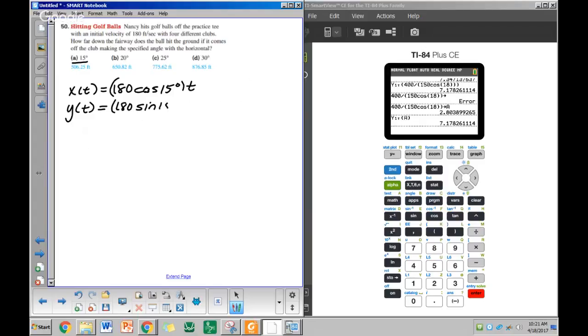Sine of 15 degrees times t, but in the y direction, what's working on it? Gravity. So then negative 16t squared plus how high it is off the ground, which is 0. So I'm not going to put anything there. And they want to know how far down the fairway it goes.